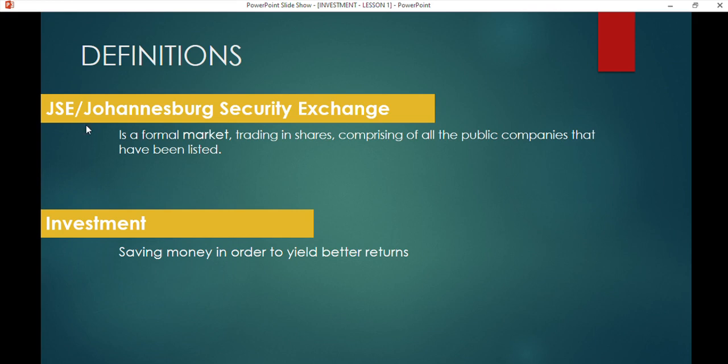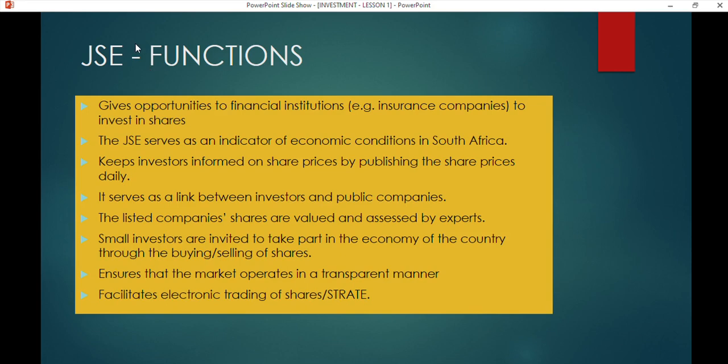But for now, one of the platforms on which you can buy or sell shares is the JSE platform, and this is for public companies that have been listed. If we go on to the functions of the JSE, we'll see that there are a few functions. I would suggest that you study at least 6.